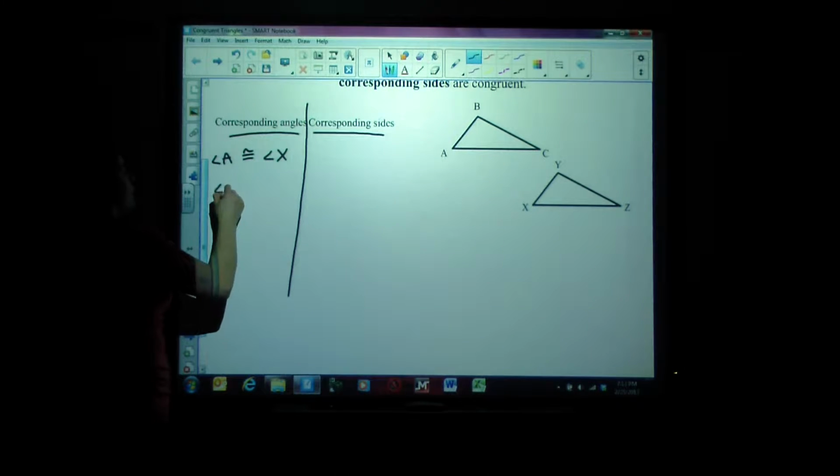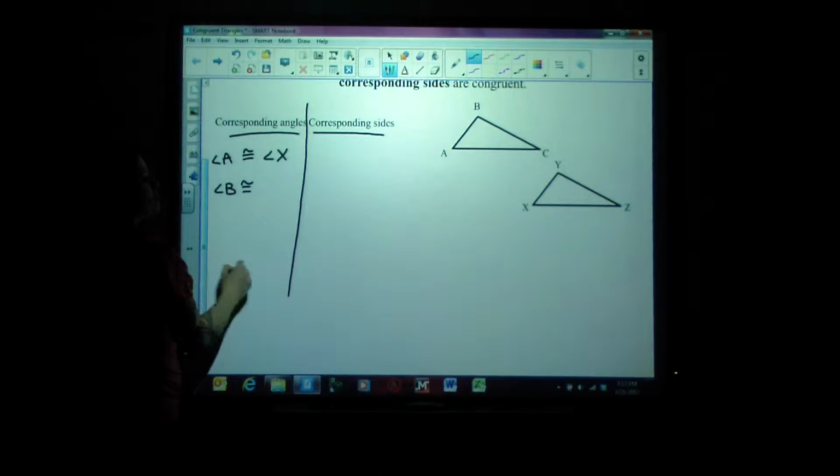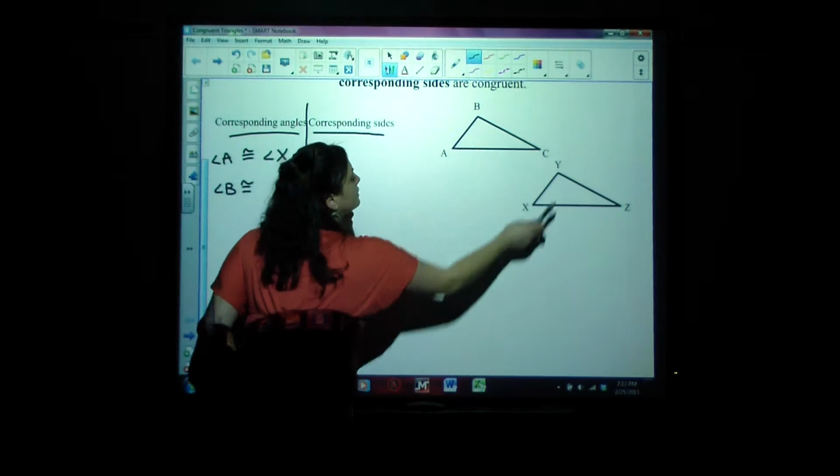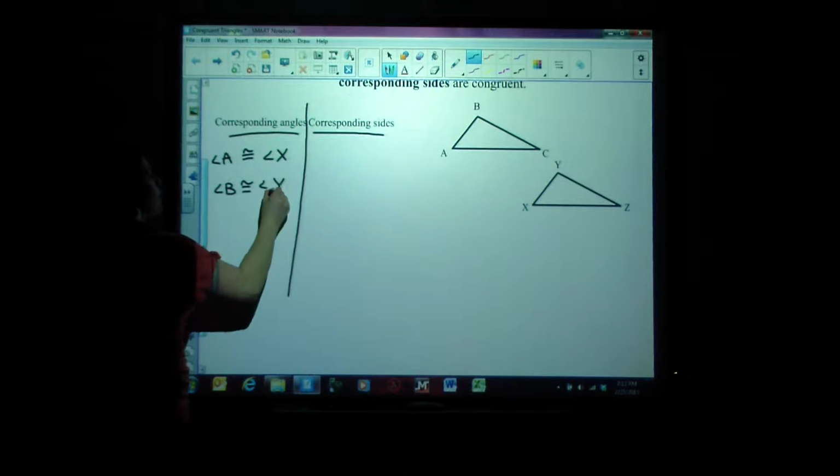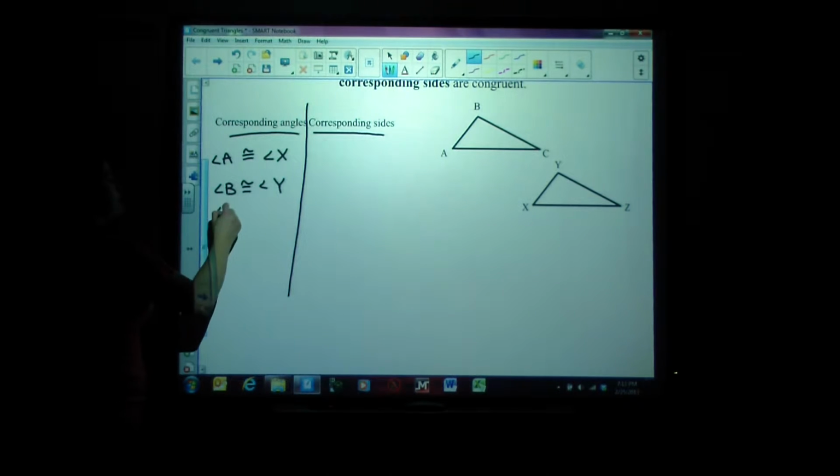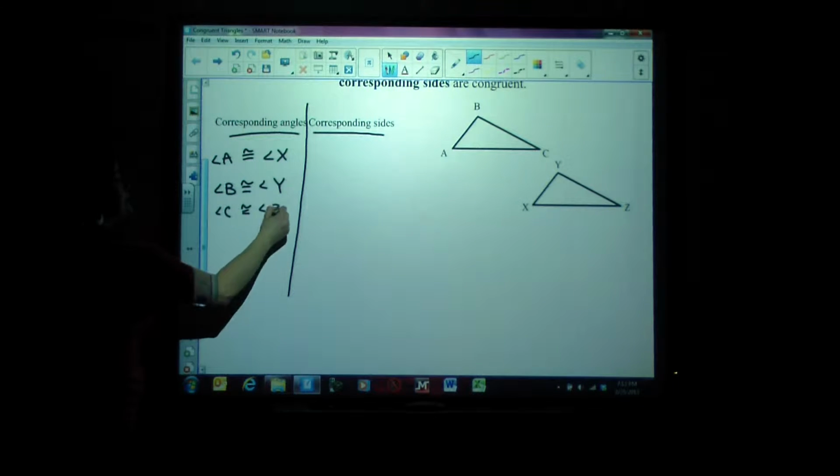Another one, angle B would be congruent to its corresponding angle. Notice this is the biggest angle, and so is angle Y, so angle Y. Let's try another one. Angle C would be congruent and corresponding to angle Z.